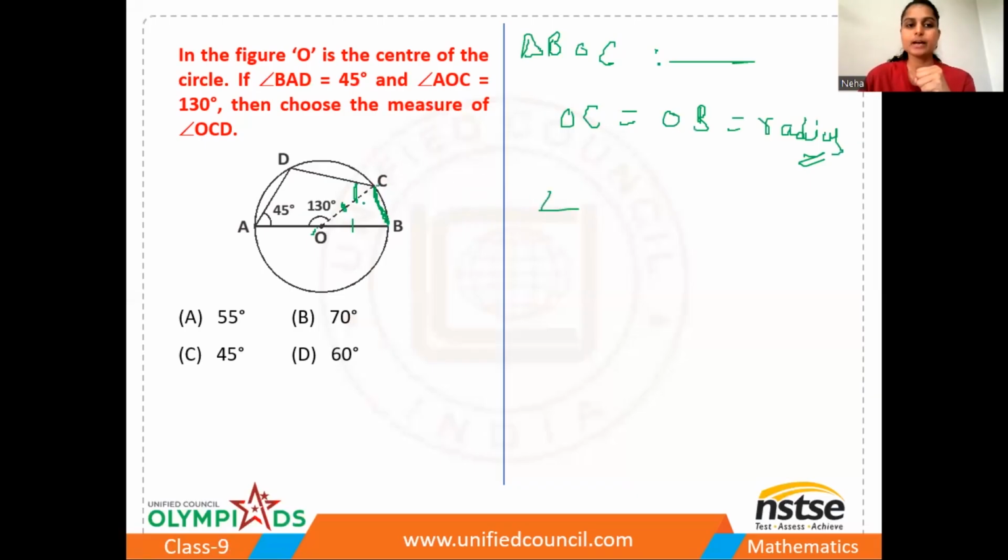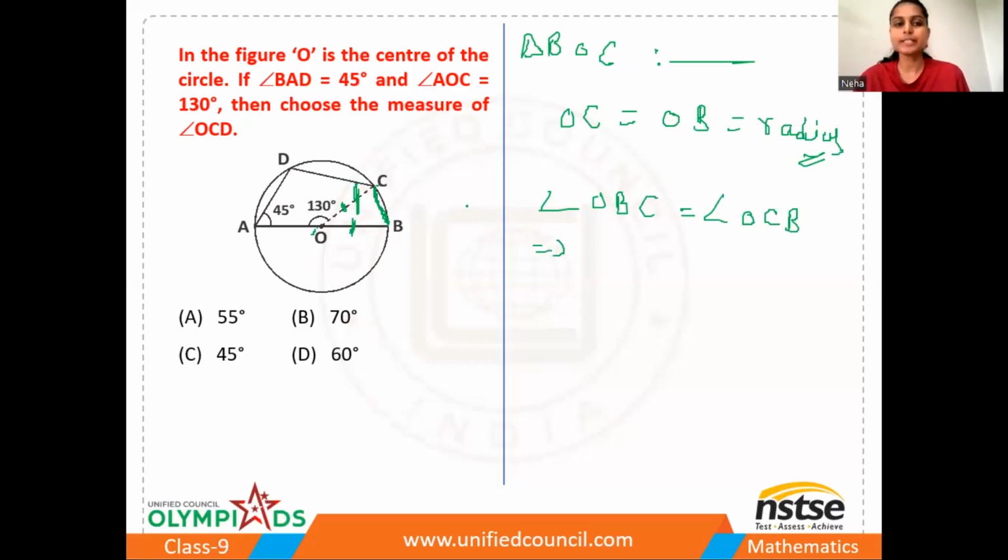So I can say that the opposite angle of side OC is nothing but angle OBC, right? Angle OBC is equal to the opposite angle of this side, which is angle OCB. These two angles are equal to each other. Perfect.